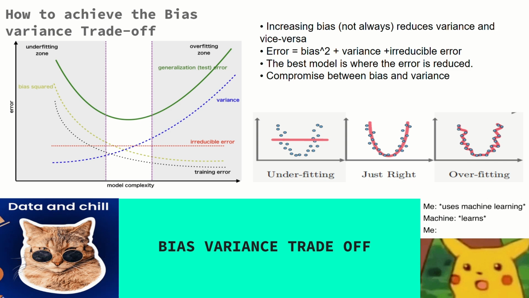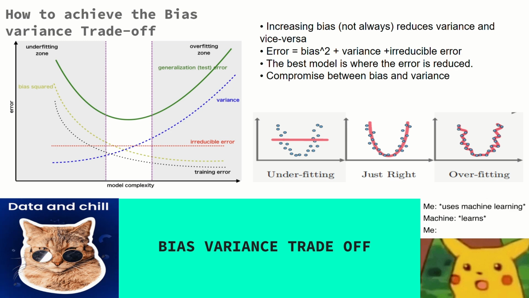So how do we achieve the bias-variance trade-off? We can choose the best model where the error is reduced. Here, error can be defined as bias squared plus variance plus irreducible error. We can find the optimal model by choosing the balance, that is, a compromise between bias and variance.